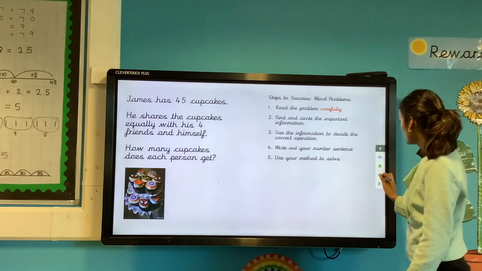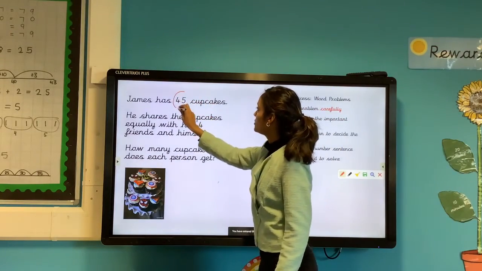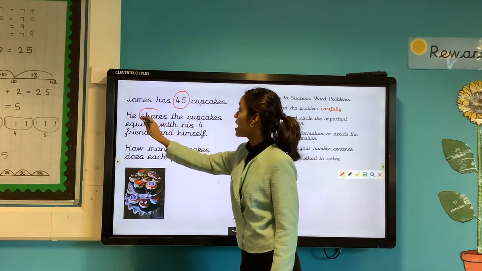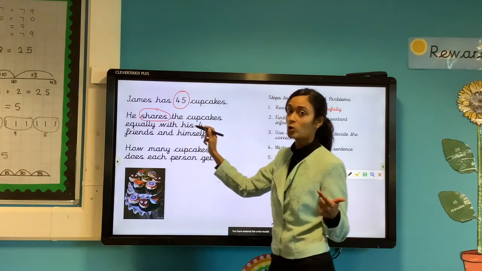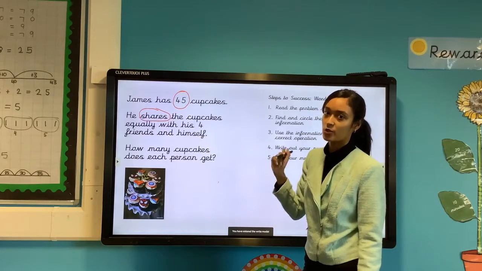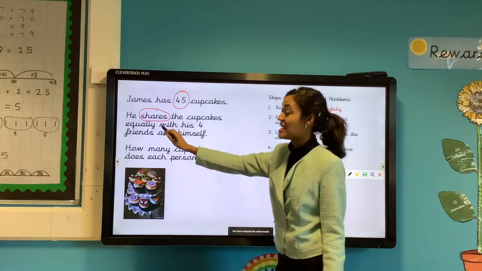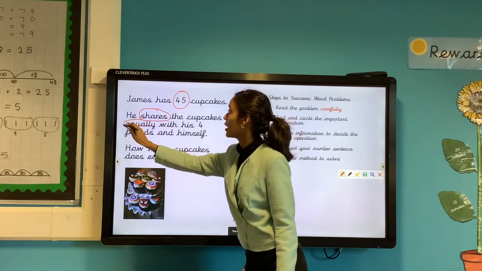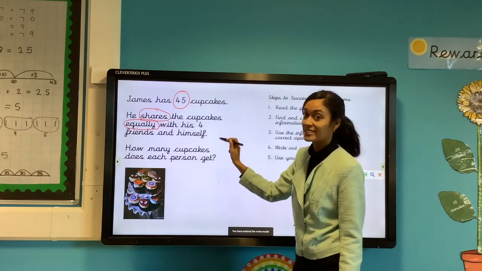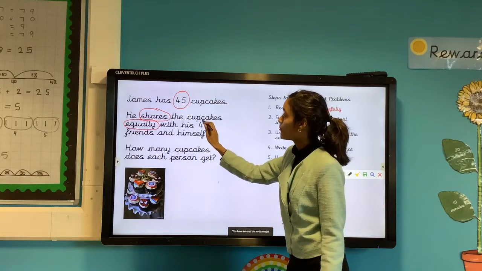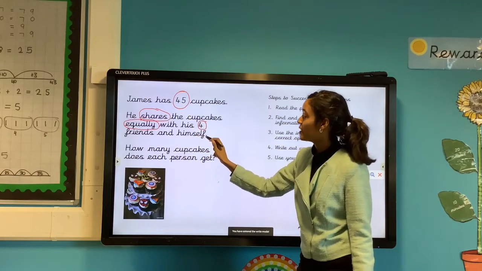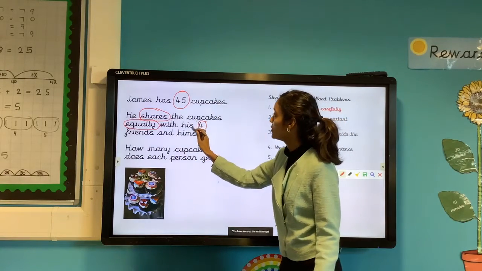Okay, so I'm hoping you circled 45. He shares, so shares is a key word because again that's going to help us decide whether we're multiplying or dividing. The cupcakes, we don't need to circle cupcakes because that's not important, that's not going to help us solve our number sentence. But equally is another key word which I hope you circled, with his 4 friends and himself. Okay, so we've got 4 here, but it also mentions and himself, which means that there's another person. Okay, so we're going to circle this one too.